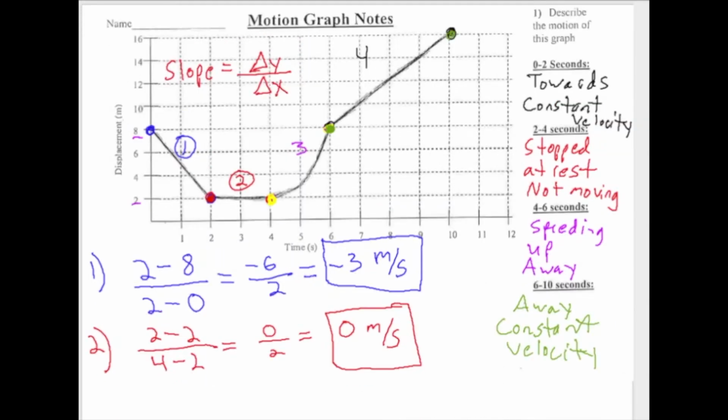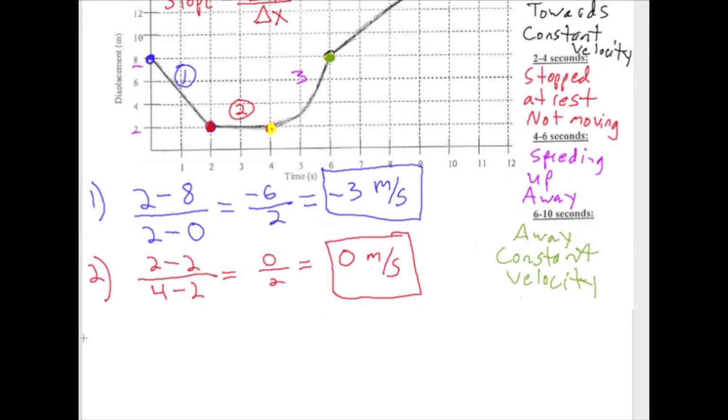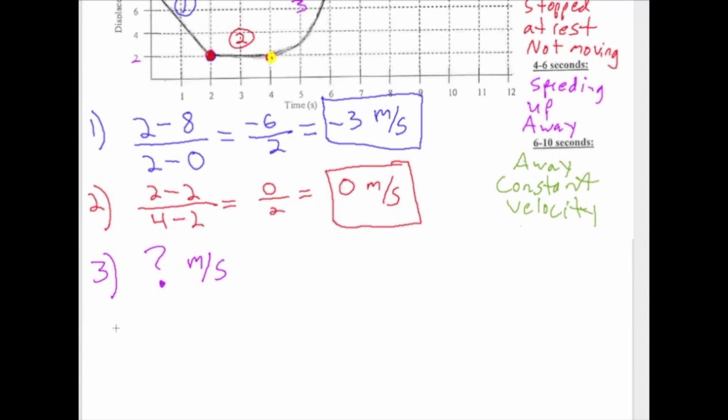So now let's take a look at our next line. We see line number 3. So line 3 is interesting, right? Because it's a curved line, that means that the slope is always changing. If we have a line where the slope is always changing, we're not going to be able to figure out what it is at any one point. So for this one, we're unsure. We don't actually know what the velocity is, because like I said, that velocity is constantly changing on that line.